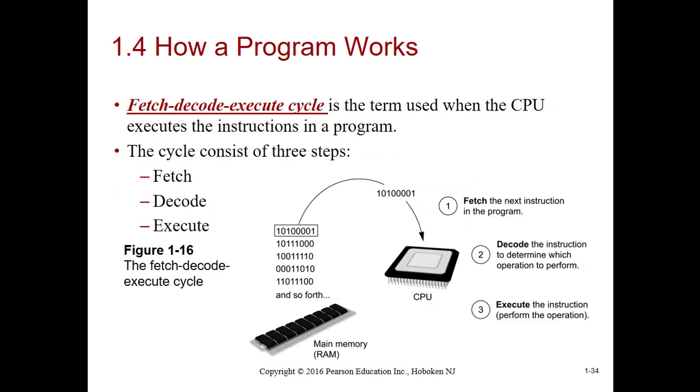This talks about the fetch, decode, and execute cycle, and it explains it in Figure 1-16. Fetch is reading the next instruction in the program. Decoding the instruction is to determine which operation to perform, and execute is to perform the operation. So it'll go out and fetch it, then decode it, then execute it, and then it'll go back and get the next instruction, and so on and so forth until you get to the end of the instructions.